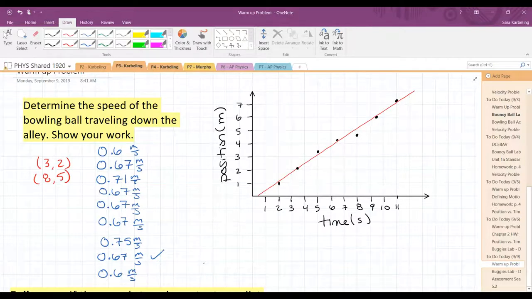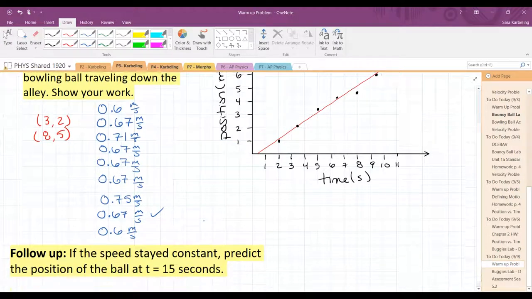Yeah. When you're finding slope, you absolutely need to remember that it's change in y over change in x. I wanted to point that out because I want you to make sure that you're paying attention. And if that happened to you, it's okay. We're learning together, right? So that's the answer. That's the speed of the bowling ball traveling down the alley, about 0.67, about 0.6, wherever it is. As long as you show me your work with your points, it's all good, okay?